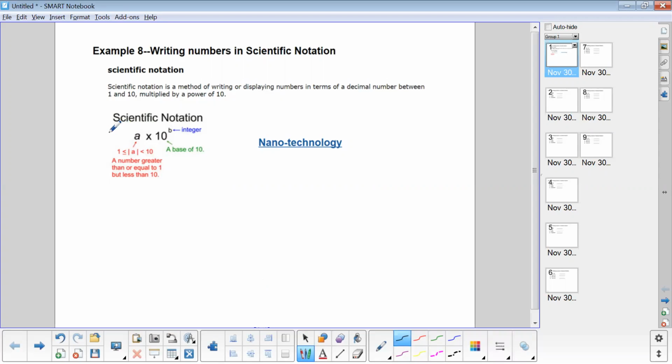But with scientific notation, notice your example right here. This A term, which is what we will create on every number that we want to write in scientific notation, has got to be between 1 and 10. It can equal 1. It just needs to be less than 10. And our exponent needs to be an integer. So it's either going to be a positive or a negative value.